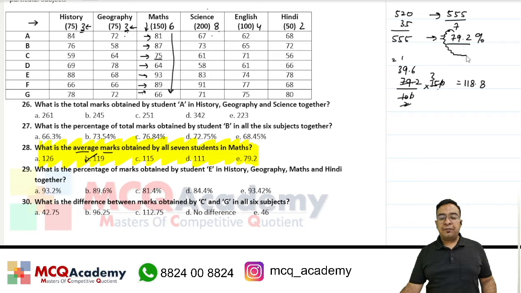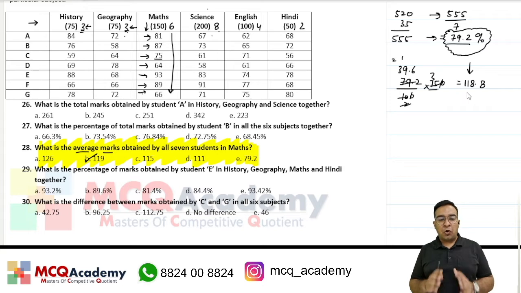This is the average percentage marks of all the students in the subject of maths. Then we calculated 79.2% of 150, which is equal to 118.8. So this gives us 119 as the average score of all the students in the subject of math.